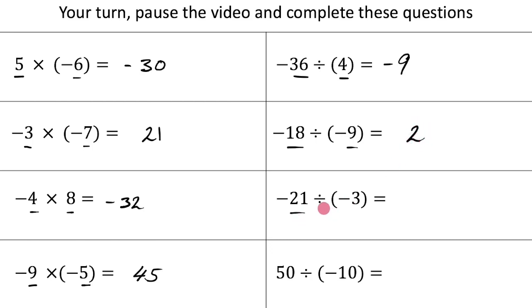Next, I have negative 21 divided by negative 3, which is going to be 7. Because I have two negatives, I know my answer is going to be positive, so I'm going to leave it like that.